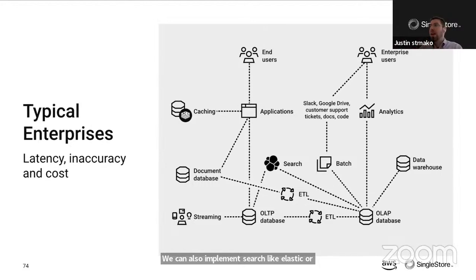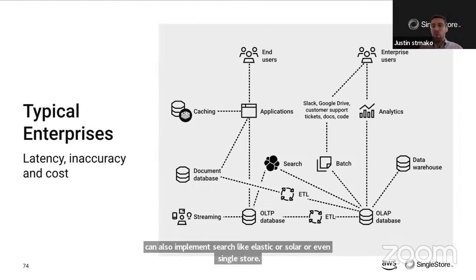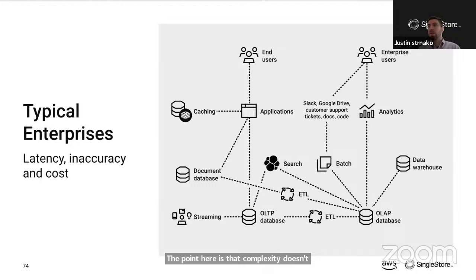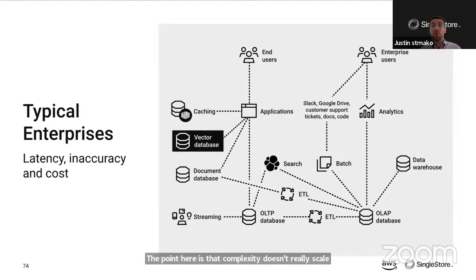The point here is that complexity doesn't really scale well. And in the age of vectors, it only gets more complex. The most important thing about a vector database, and this is so true here and in the subsequent slides, is that you're only as fast as your slowest component. And because of that, SingleStore is really here to simplify this.